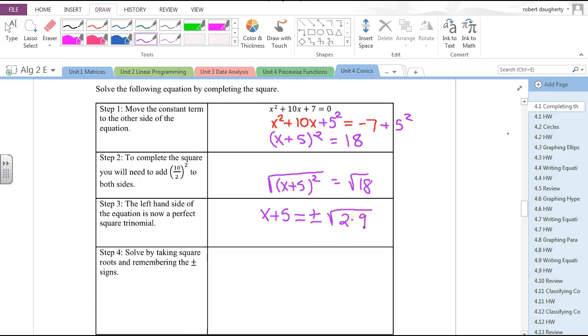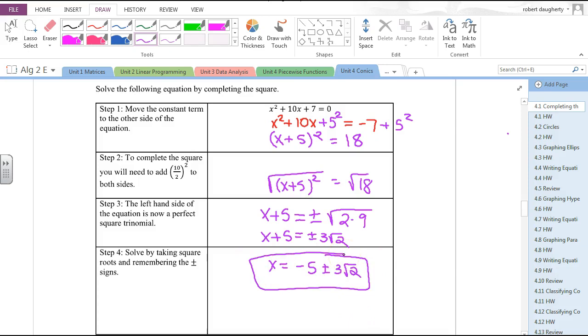Let's write 18 as 2 times 9. Why did I do that? Yeah, so this is x plus 5 equals plus or minus 3 square root of 2. So x equals negative 5 plus or minus 3 square root of 2. Okay?